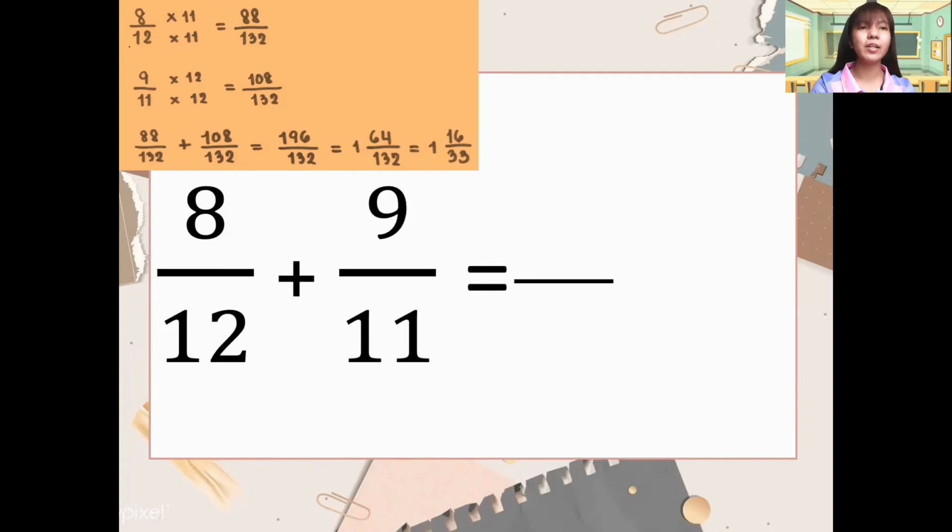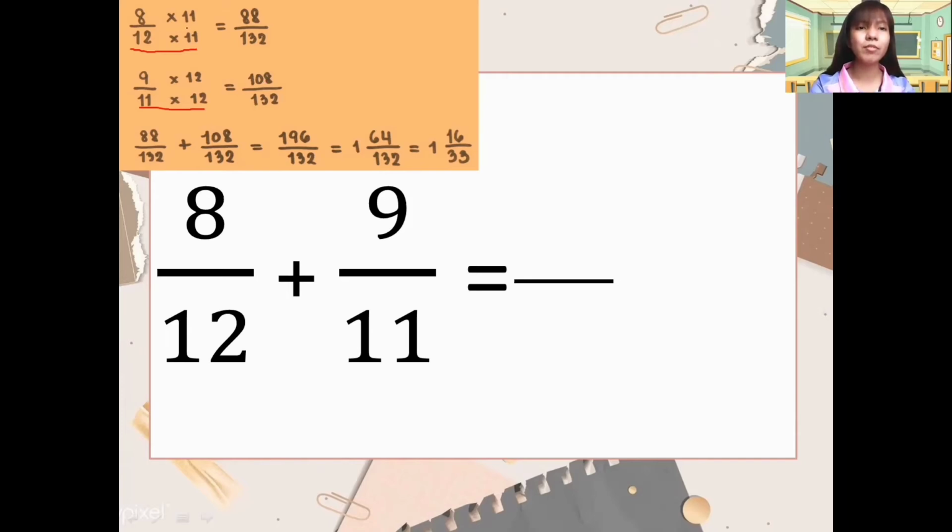Okay, so here we need to multiply by 11. So of course you will do the same to the numerator, right? Whatever number you multiply to the denominator, you're going to multiply the same number to the numerator. Now here, so 8 times 11, 88. 12 times 11, 132. Here, okay, 9 times 12, 108. 11 times 12, 132.